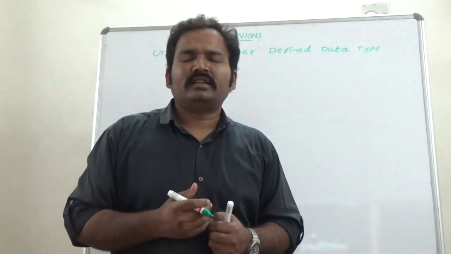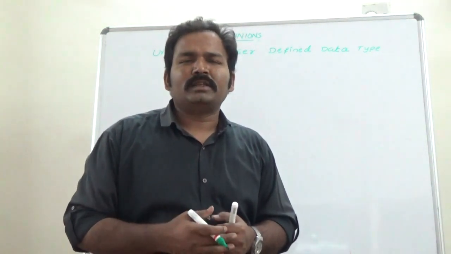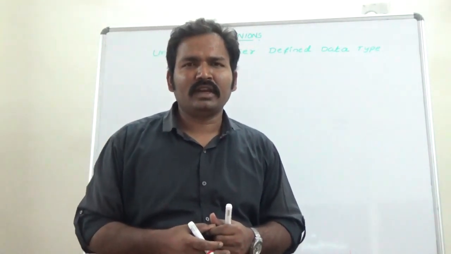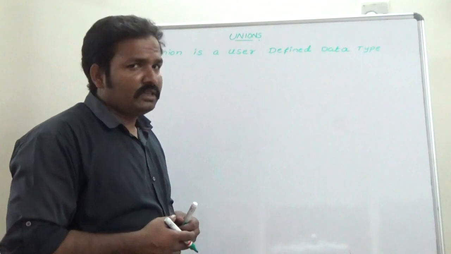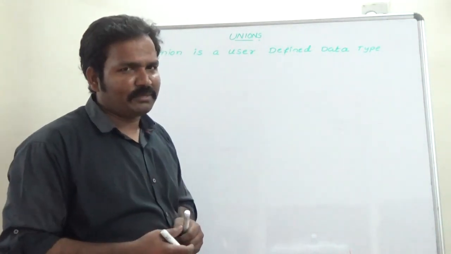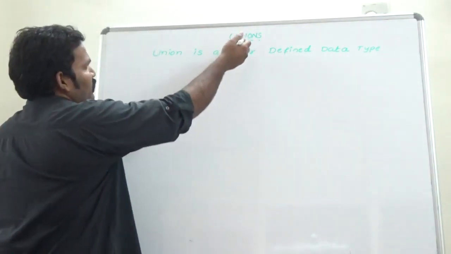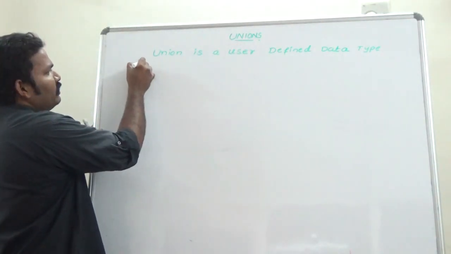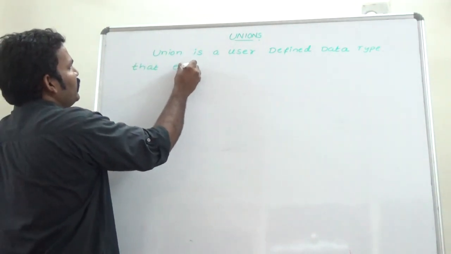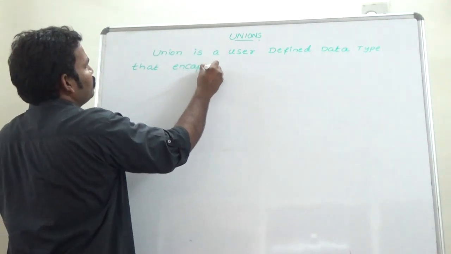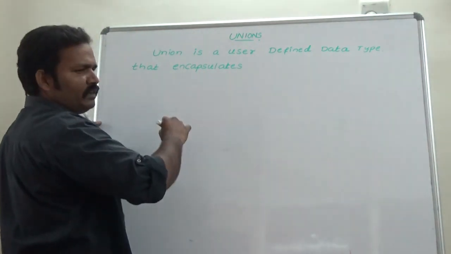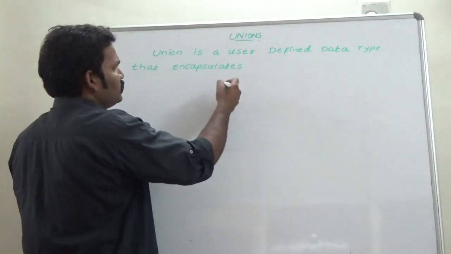So in the last session we discussed about structure. Structure is also a user defined data type. Okay, so clear, structure and union both come under user defined data types. Union is a user defined data type that encapsulates, okay, structure definition, union definition almost the same.